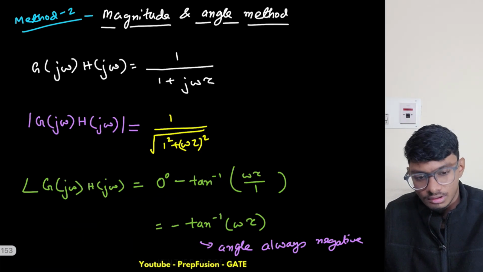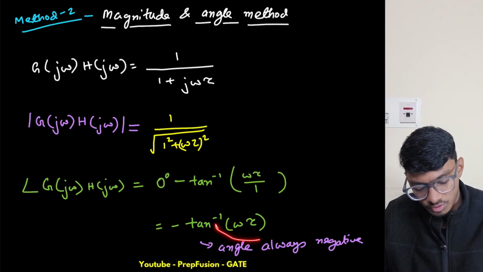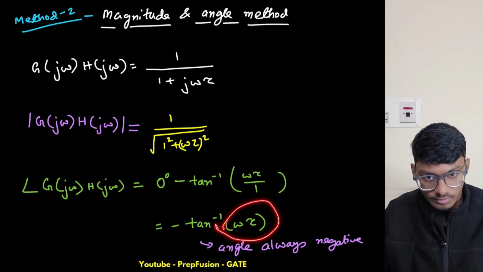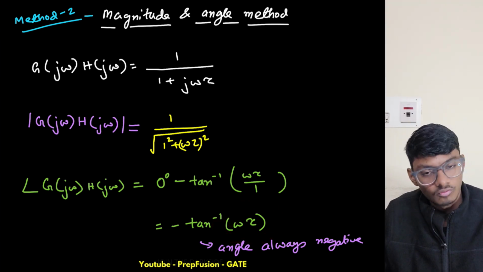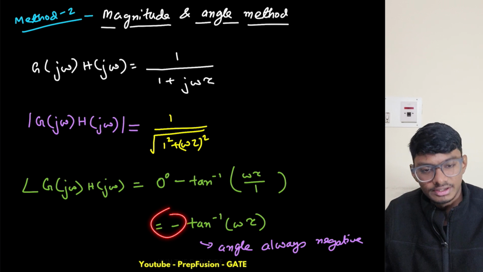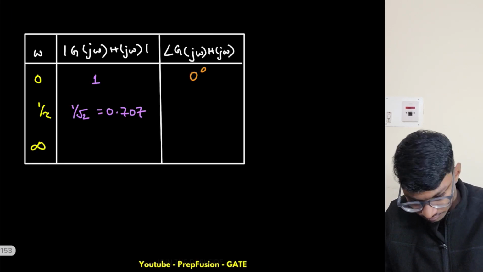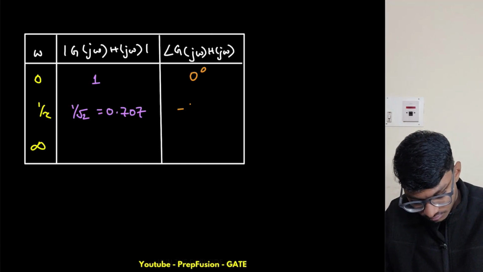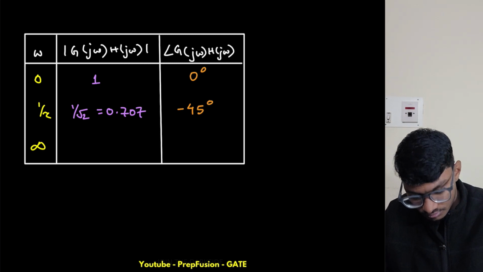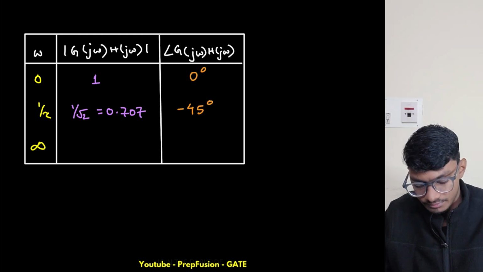And what is my angle? The angle will be minus 45. If I put omega equals 1 by tau, it becomes tan inverse 1, which is 45 itself, so it becomes minus 45. Minus 45, right?